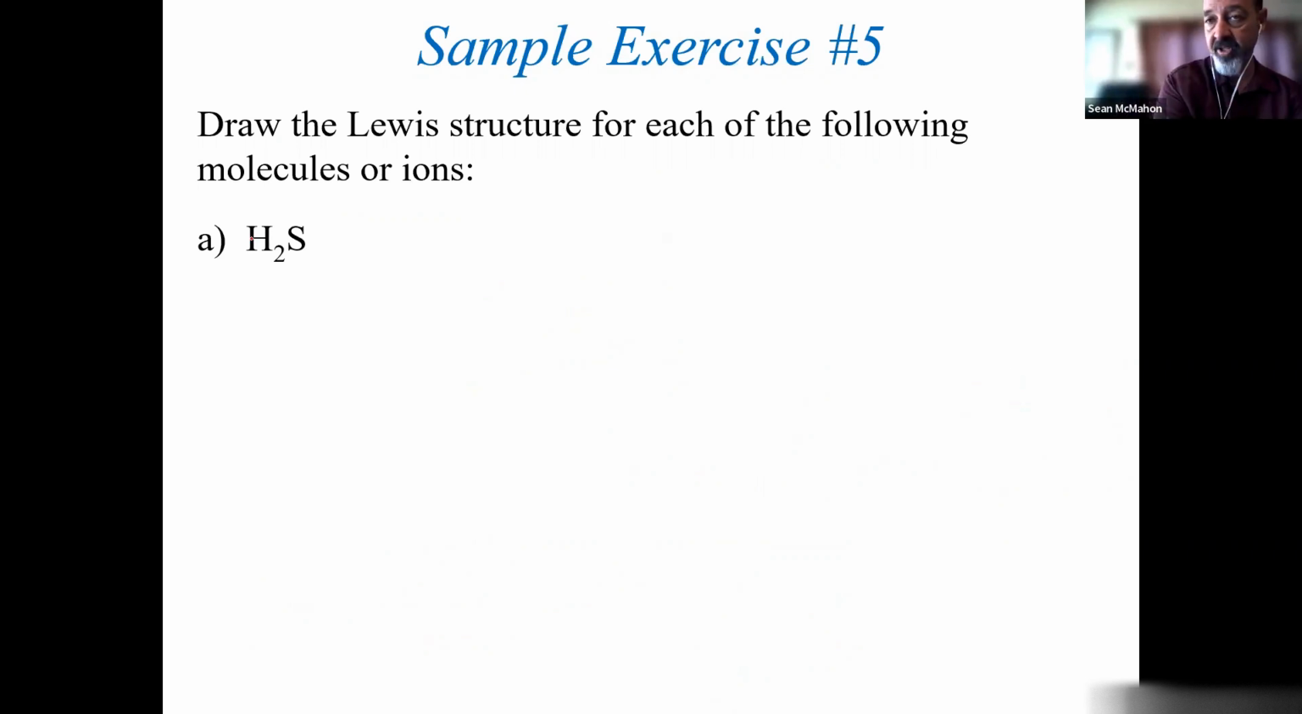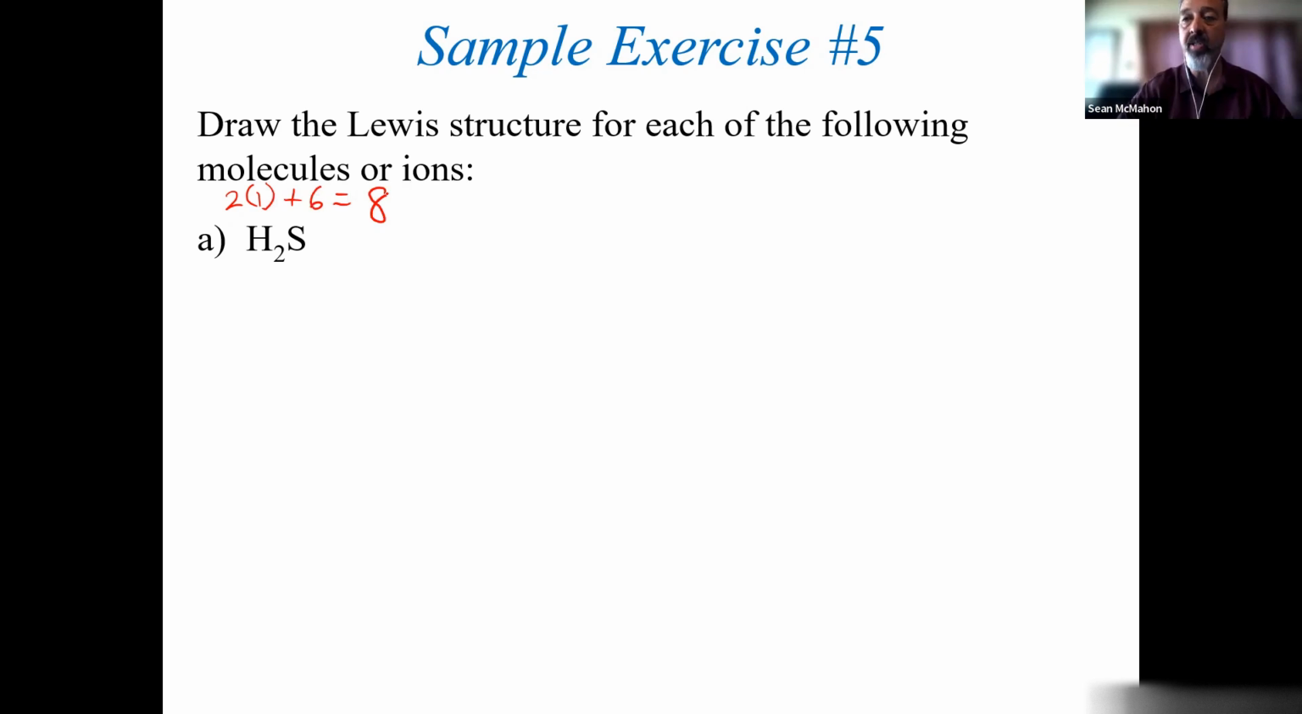So I have hydrogen, and hydrogen each has, there's two of them, one valence electron. How do I know? Again, it's group 1A, okay? So hydrogen's group 1A on the periodic table. There's one sulfur, and each sulfur has six. So I have a total of 8 valence electrons. So that's the first step. I have 8 valence electrons.